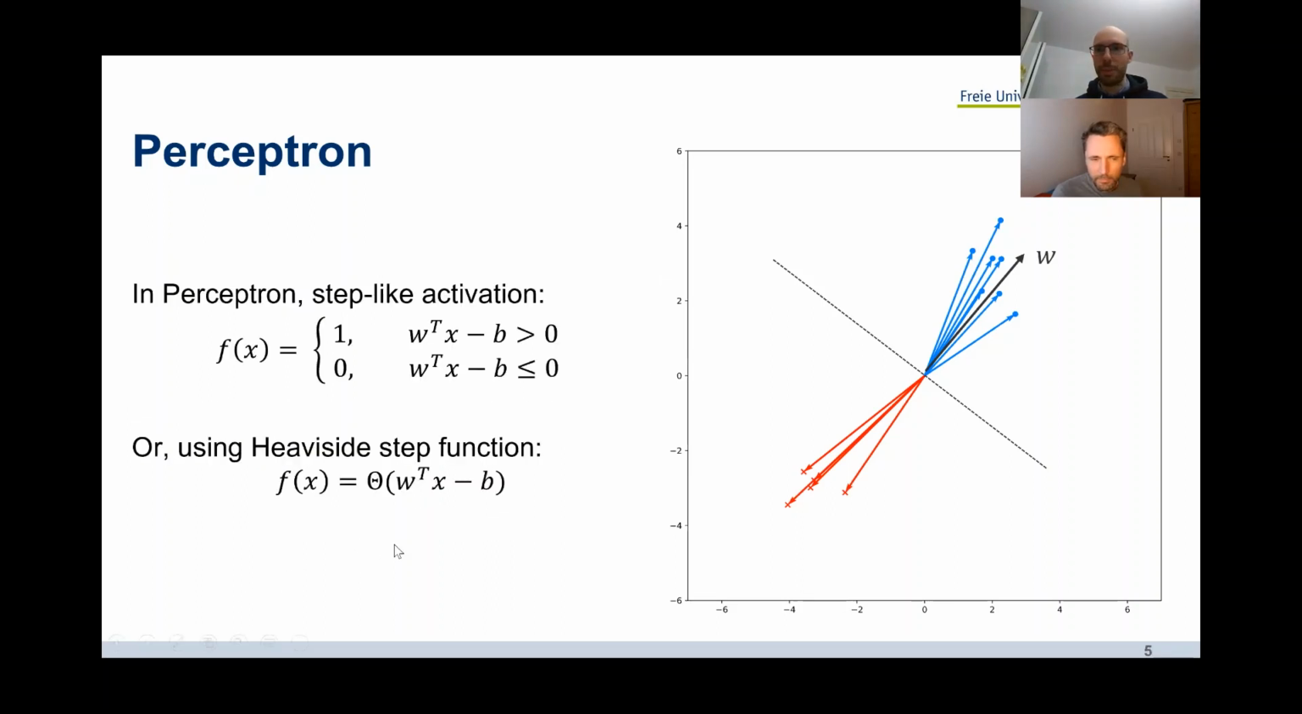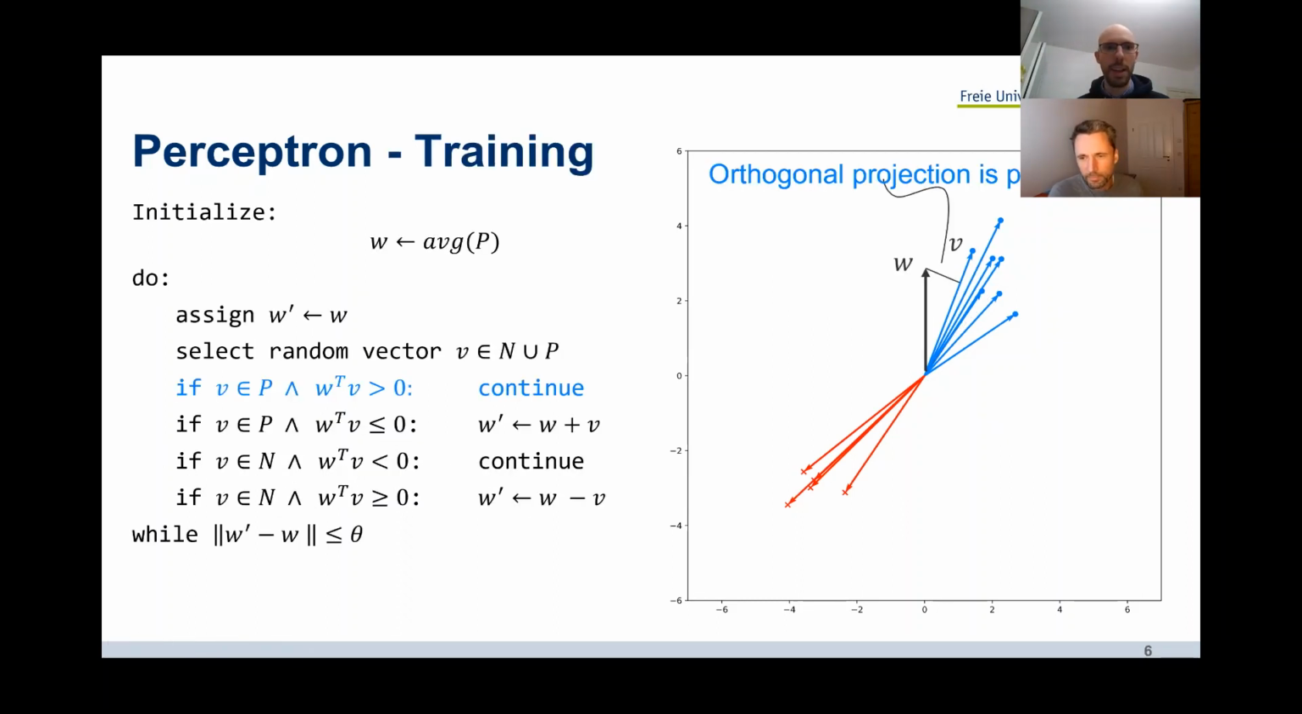So instead of using the sigmoid function, here we're using the Heaviside step function. This difference again stems back to logistic regression and perceptron being developed roughly at the same time. So basically here, the only difference is that in the perceptron, we have a step-like activation. When our data point is in this half of the space, we output a 1. When it's in this half of the space, we output a 0. All right, so this is nothing that you haven't already seen.